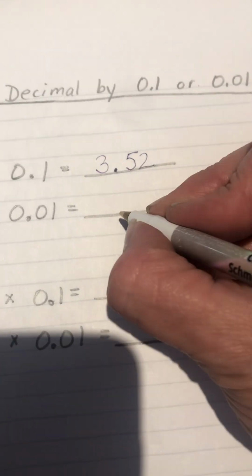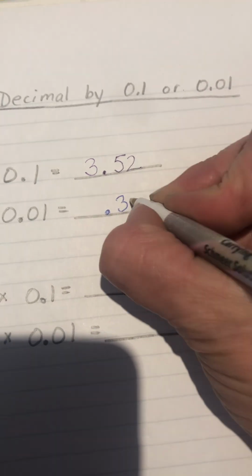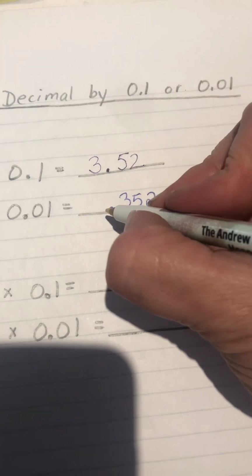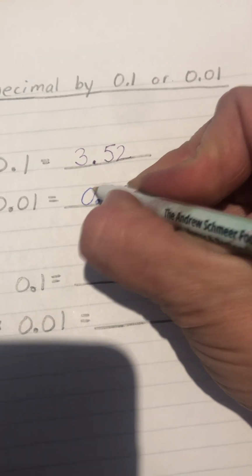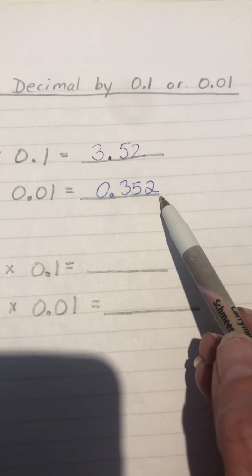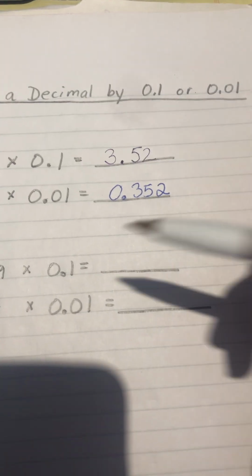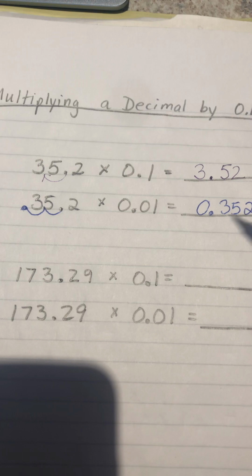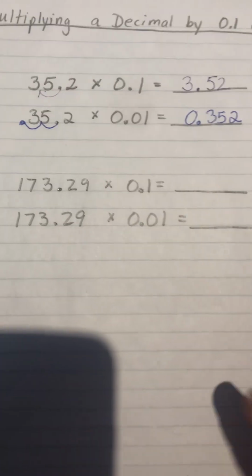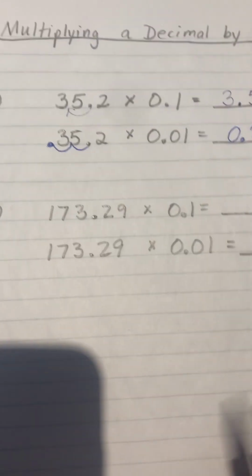I would put that first. 0.352. And since there is no whole number, we're going to add a 0. Now, when you read this number, it is read 352 thousandths, but sometimes when you're writing it or transferring it from here to here, it's easier to say 0.352, okay? All right, let's try another example.